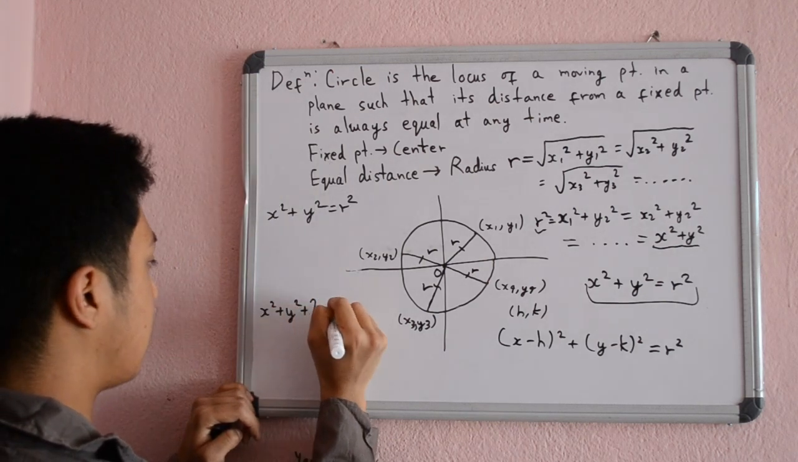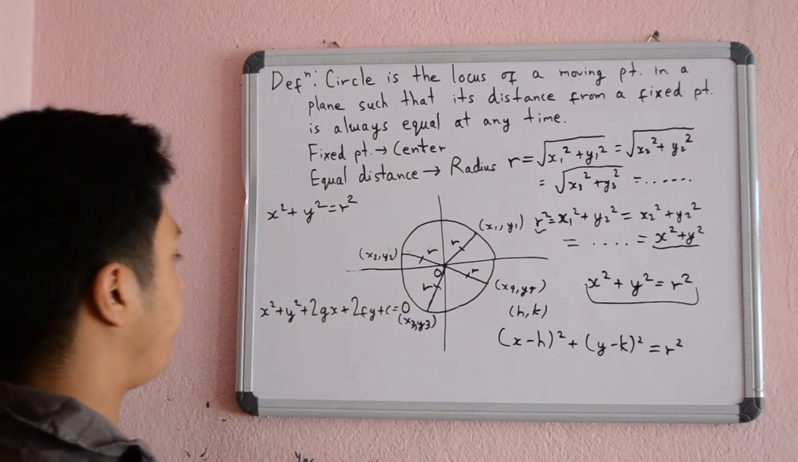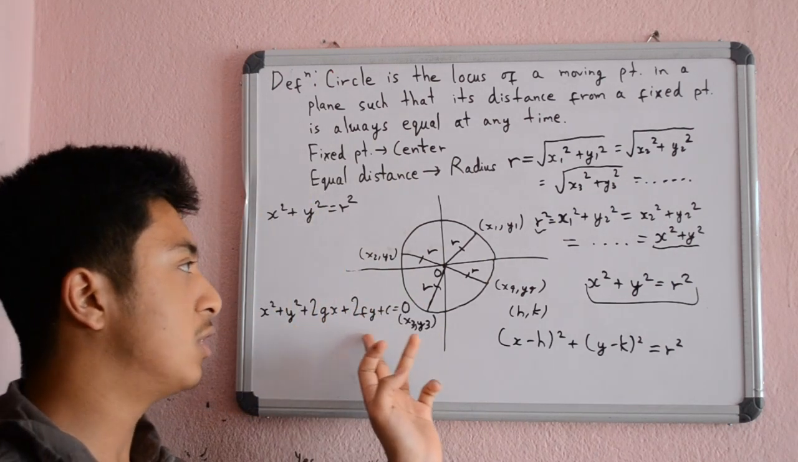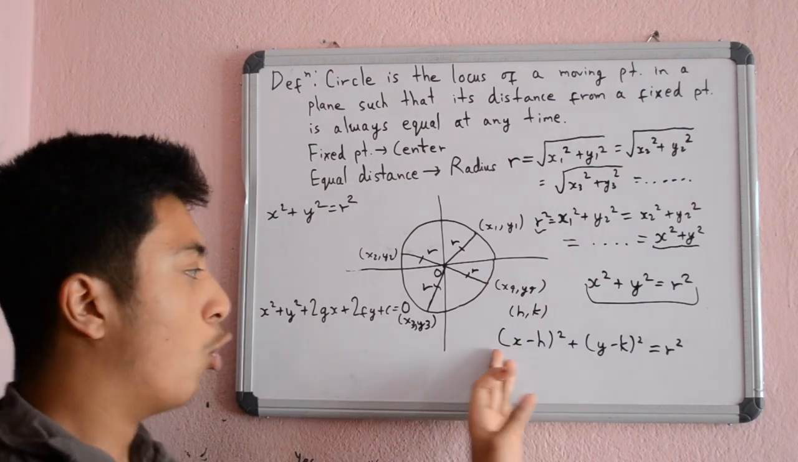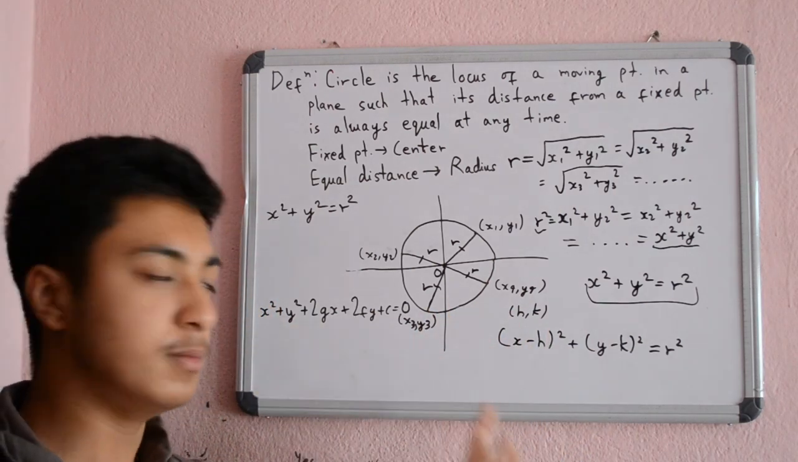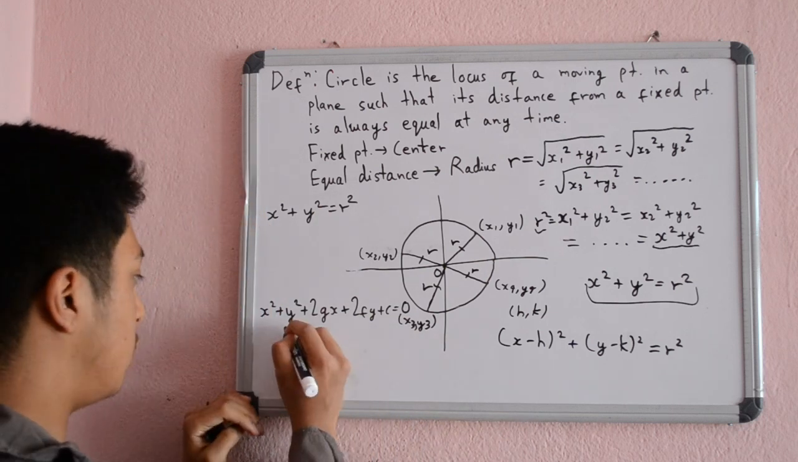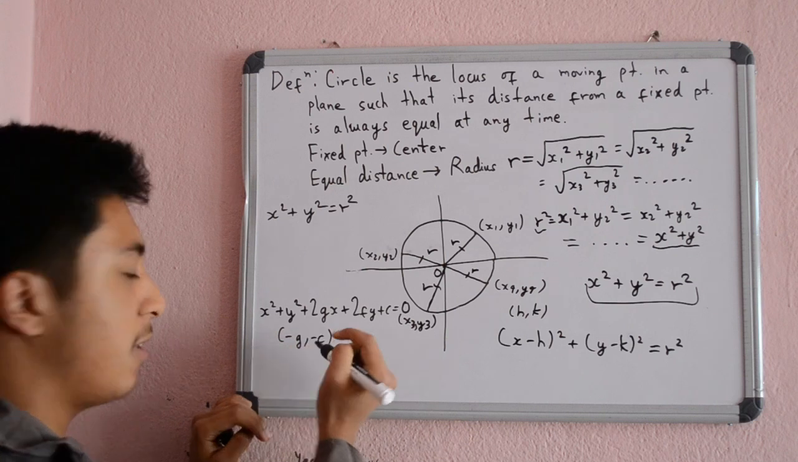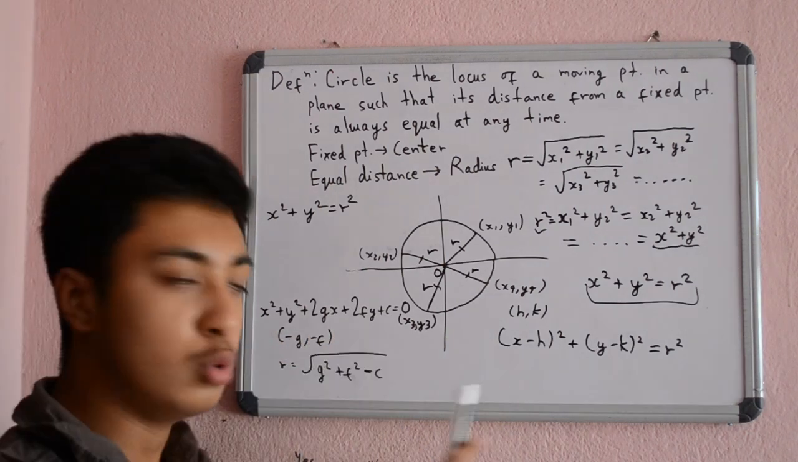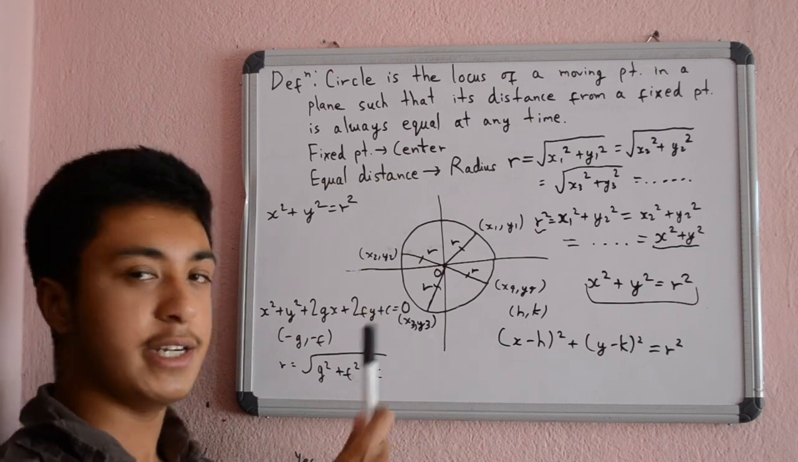And yes, there is also another general equation you may know, which is x square plus y square plus 2gx plus 2fy plus c is equal to 0. You get this kind of equation when you just open up these whole square forms and turn them into quadratic form like this. And this is why you can also find the center, which is minus g comma minus f, and the radius, which is root g square plus f square minus c. So let me show you right now.